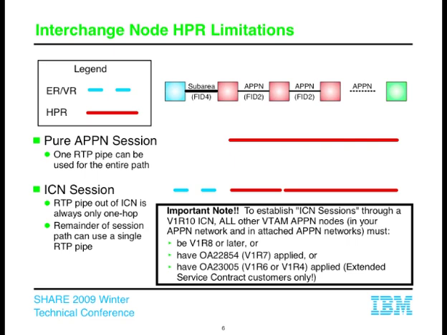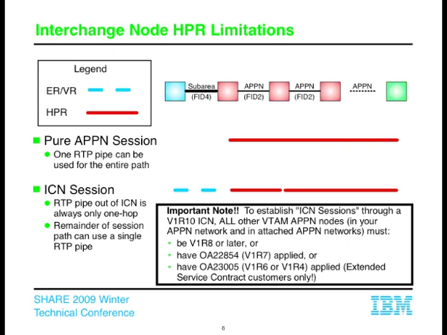So the only way to avoid this coexistence problem is, one, you can make sure that all the other APPN attached VTAMs in your network and in any APPN attached border node networks, all of them have to be at V1R8 or later. If they're not at V1R8 or later, they have to have a coexistence PTF applied, which brings them up to the V1R8 level. We've got one APAR here for V1R7. We've got another one here that was released for V1R6 and V1R4. It's only available to extended service contract customers because they're the only ones who can get maintenance for V1R6 and V1R4.